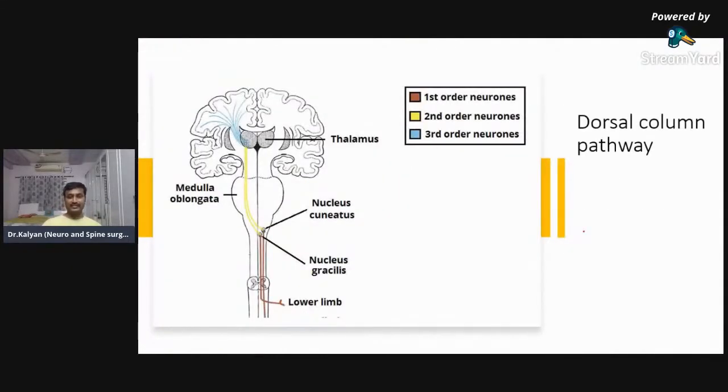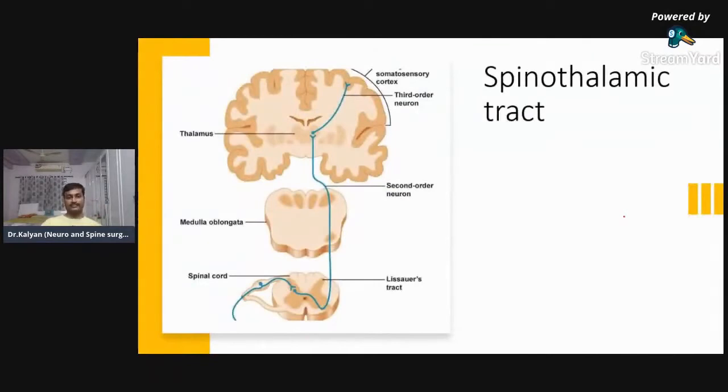Second one, let's go to the spinothalamic tract. The spinothalamic tract is an ascending tract. So where does it start? It starts in the receptors. We have the pain receptors, the pressure receptors, and the touch receptors. From the receptors, the nerve fibers enter the dorsal column. They have a ganglion in the dorsal root ganglion.